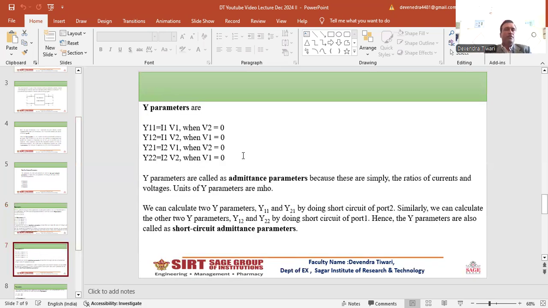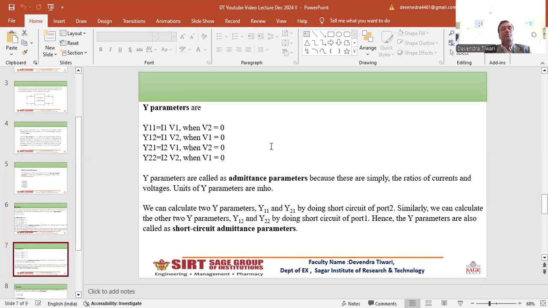Y parameters. So Y parameters are called so because we know Y. What is Y? Y is admittance. It's the reciprocal of Z. So Y parameters are also called admittance parameters because they are simply a ratio of current and voltage. Previously, Z is a ratio of V and I. We can calculate two Y parameters. This is the equation of Y parameters.